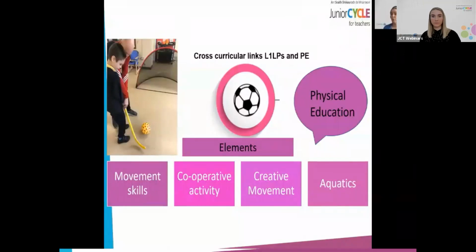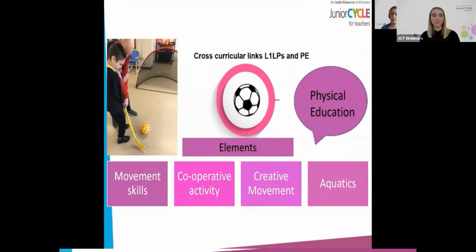So the level 1 learning program, as I said, is divided into 6 priority learning units. And one of those priority learning units is PE, so it's very obvious where the cross-curricular links are. That PE priority learning unit then is divided up into 4 elements.